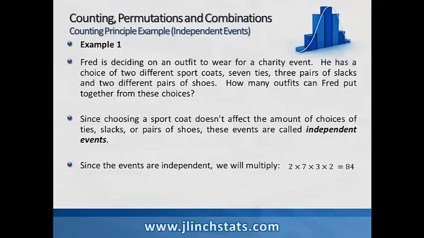And in the first stage, he's going to pick a sport coat. There's 2 choices for that. Then he's going to have a choice of 7 different ties. And then in our third stage, we have a choice of 3 pairs of slacks. And in the fourth stage, we have a choice of 2 different pairs of shoes. So if we multiply 2 times 7 times 3 times 2, Fred can make a total of 84 different outfits made up of these 4 different stages. So there are 84 possible combinations to form his outfit.